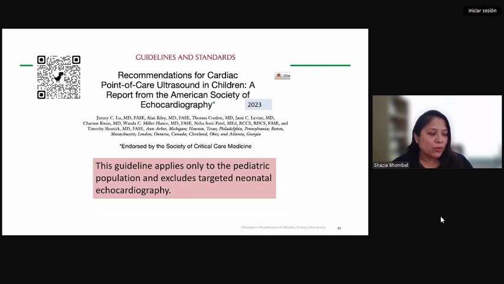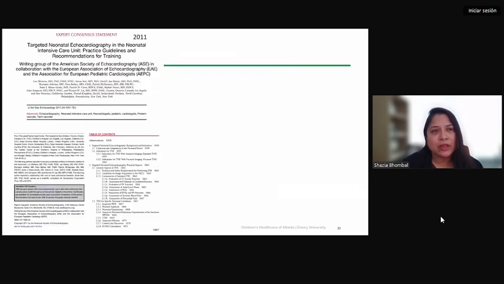Now, what was really pointed out in this is that this guideline really only applied to the pediatric population. It did talk about neonates that may present to other units, such as the ED, and have a first exam, but it excluded targeted neonatal echocardiography. And so with that, there was always a desire to have an update for the targeted neonatal echo guidelines that were published in 2011, that Patrick talked quite a bit about the last time around.